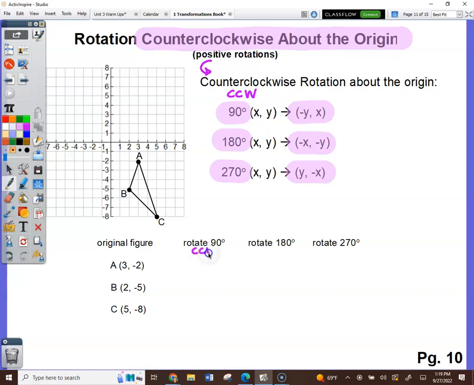We are going counterclockwise for all of these. We need to list our A prime, B prime, and C prime coordinates. It would help if you wrote the rules above each of them. What's the rule for counterclockwise 90? Which means flip the sign of the Y and then swap them. What's the rule for 180? Negative x, negative y. And 270? Y comma negative x. Okay, do this one right now. You're doing it exactly like we did the other one. It's just you're going counterclockwise.